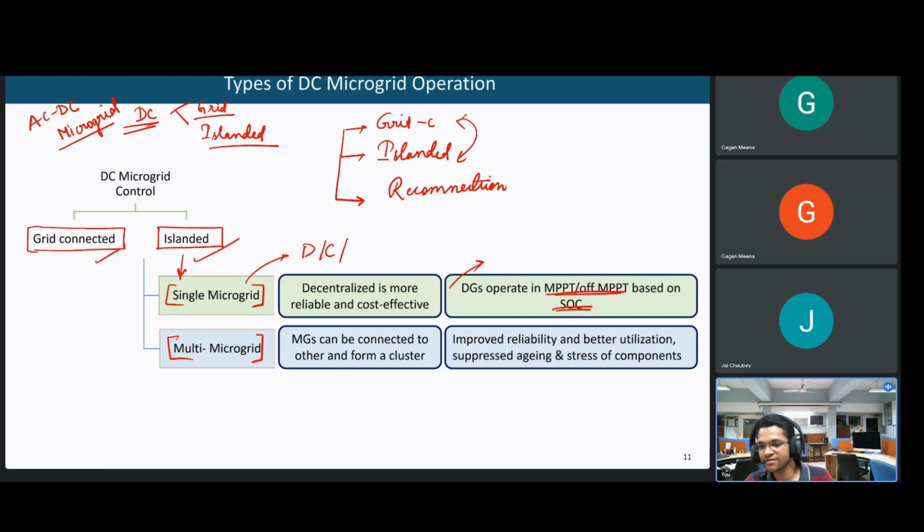So here, since we are having only single microgrid, we are using only decentralized control. We have only single entity to control. So this is the cheapest. After islanding, power requirement of the microgrid will be limited, no? Yes, it will be, but loads are there, so we have to supply the loads.